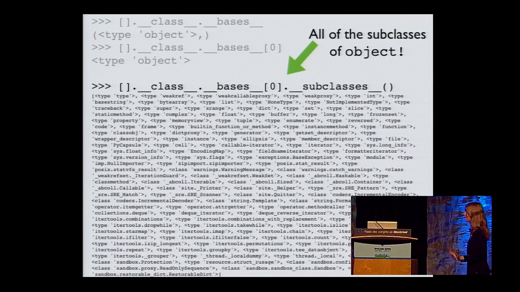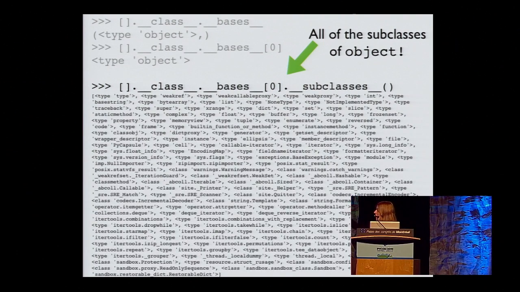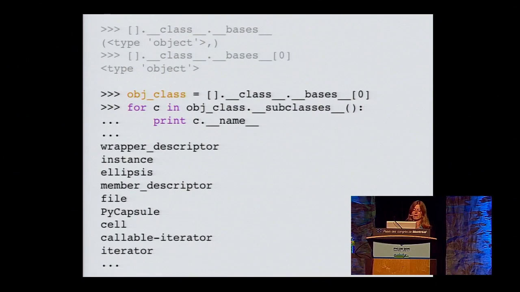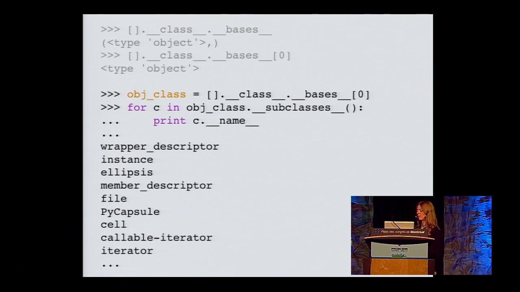Whoa, OK, so that turns out to be a lot of things. OK, so this is all of the things that subclass the object class, the most fundamental class. And this is pretty hard to read, so why don't we write a little for loop to make this easier to see? OK. So we're iterating over these subclasses. And let's just print the name. We're sort of scanning through this. OK, sweet, instance, ellipsis, member descriptor.